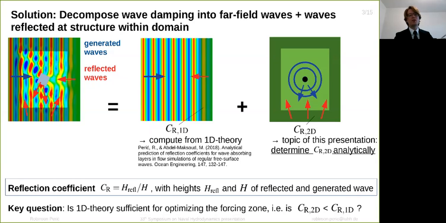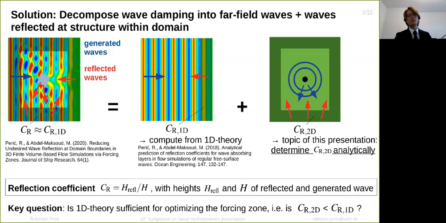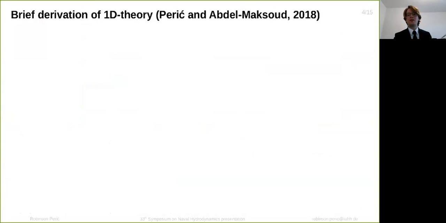How come this question? At the last SNH, we presented such results, as you see on the left plot, with strongly reflecting bodies in free surface waves. And we found, or it appeared, that the reflection coefficient indeed corresponds very well to the one computed from 1D theory. We did not measure reflection coefficients there, but the optimum setting from 1D theory provided the best results. So let's have a look at the analytical solutions in the following.